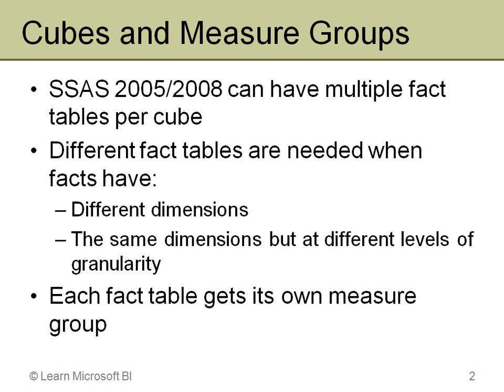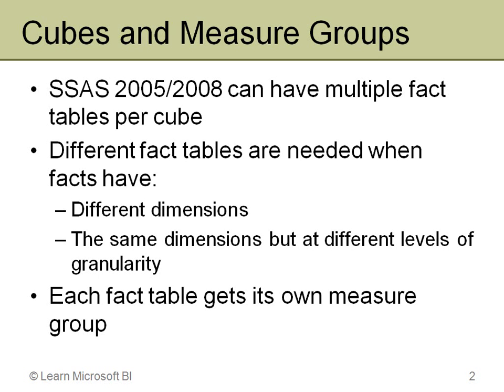multiple fact tables. If you're coming from an Analysis Services 2000 world, one of the biggest differences in 2005 and 2008 is that a single cube can have multiple fact tables. Now, in 2000 you couldn't do that. You had to have separate cubes and then you could tie them together through a virtual cube. But in 2005 and 2008 a single cube can have these multiple fact tables.